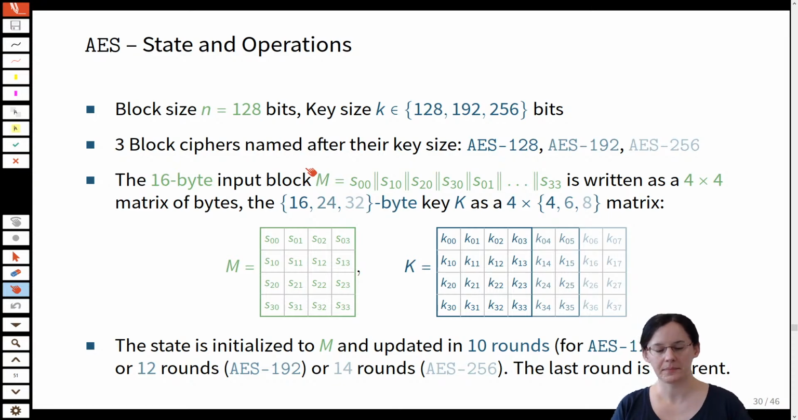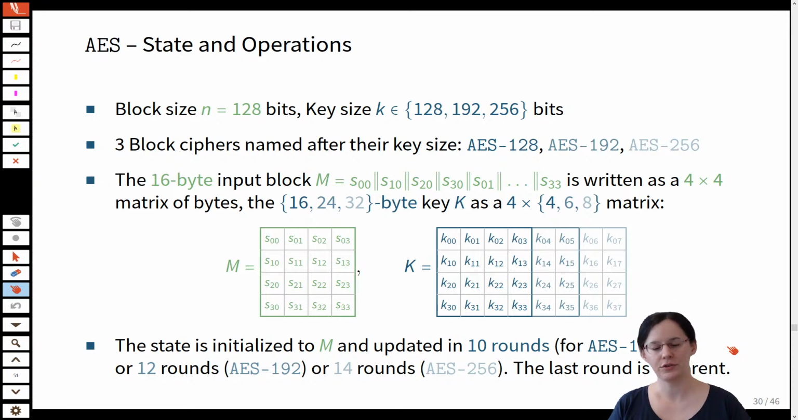And this is the way that a message is first written as a state, which is then updated by several round functions. And the key is also written as such a matrix state. And the state is then initialized to M, updated for a number of rounds, which is, in case of AES 128, 10 rounds, where the last round is a bit different. And then the result after this many rounds is the final ciphertext block. So what are these round operations?